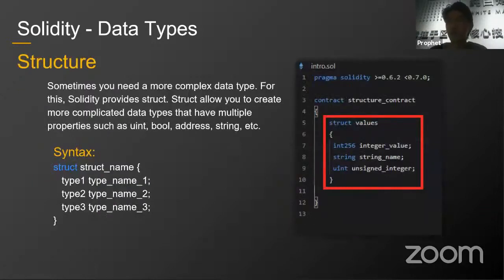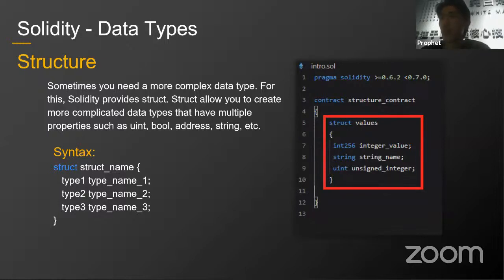Okay, then I'm going to talk about something very interesting, the structure. In the slides above, I just talked about array, right? If we want to store a collection of the same data type, then we will use array. But if we want to store a collection of different data types, what should we do? Solidity provides a solution, that is structure. If we want to store student information, the student will have a name, right? It will have an age, or it will have a gender. It will have an address or something like that. So those pieces of information are different data types, right? So if we want to store student information, maybe we can use the structure.